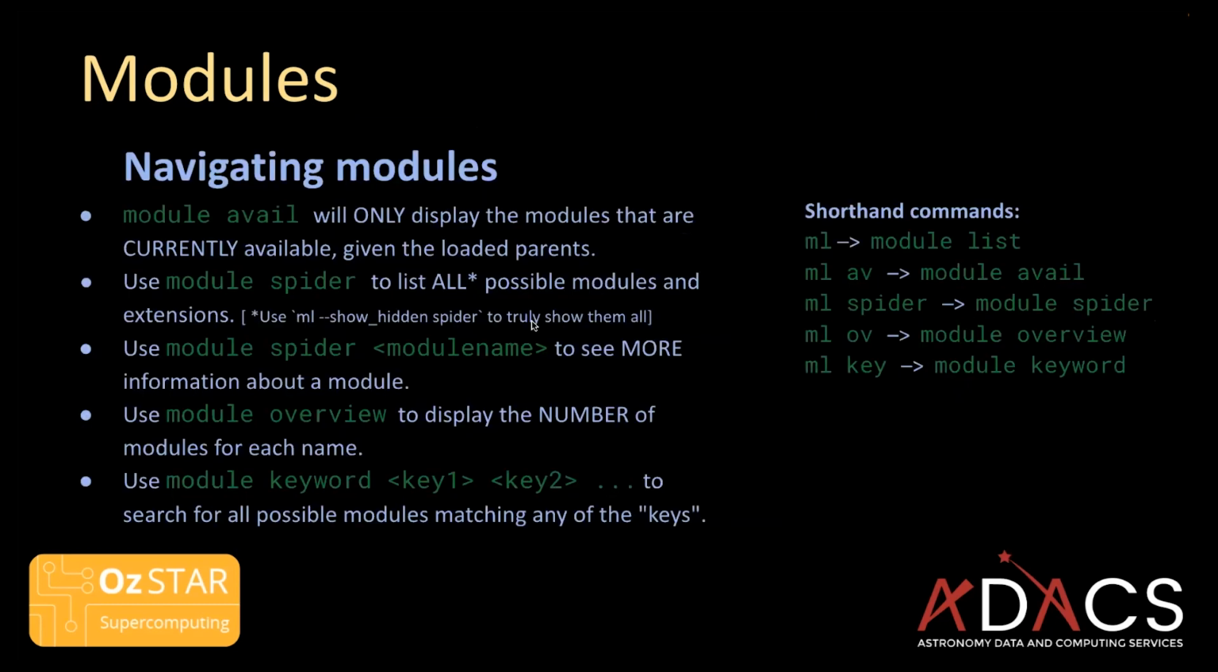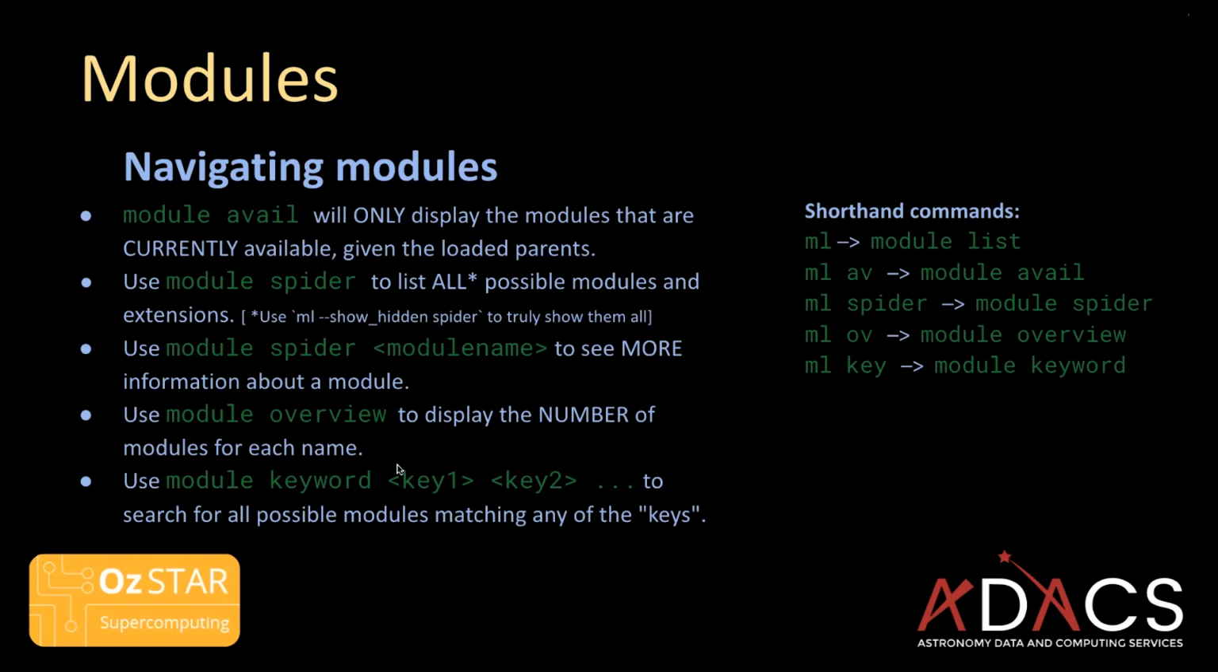Now, to navigate all the modules on the system, here are the common commands. One thing to really keep in mind is that when you type module avail, this is only going to show modules that are currently available to you, given what else you have loaded, which I think is different to what we used to have on the old system. If you really want to see every single module that's available, you use module spider. And to see more information about a particular module, you can do module spider and then the module name. Now, there's also a shortcut command. If you don't like typing out the full module command all the time, you can use this ml shorthand. Just ml on its own will list all your currently loaded modules. ml av is going to list all your currently available ones and so forth.